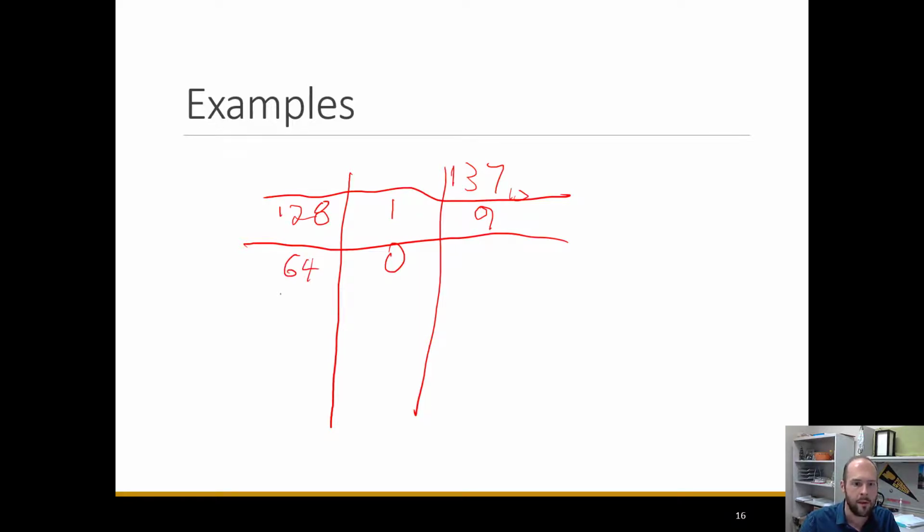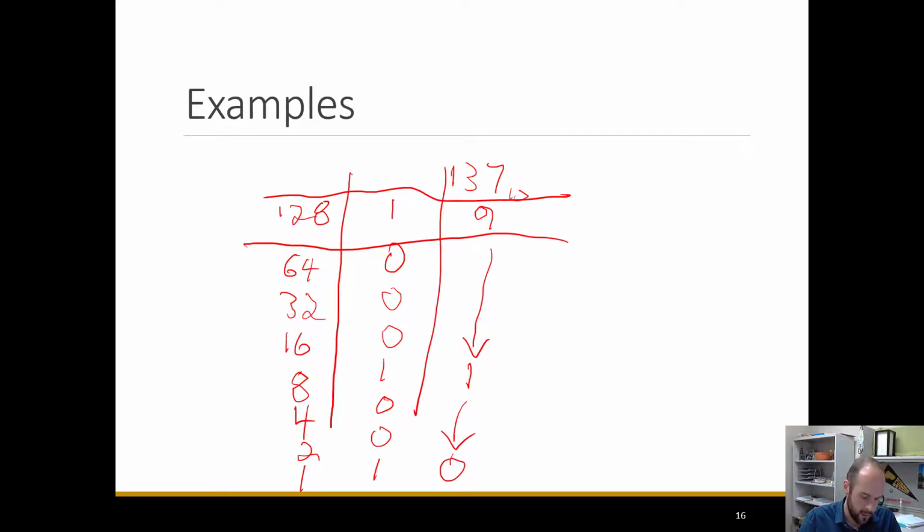9 is not greater than 64. 9 is not greater than 32. 9 is not greater than 16. 9 is greater than 8. So that 9 comes all the way down here, but then we subtract 8. And then 4, is 1 greater than 4? No. Is 1 greater than 2? No. Is 1 greater than or equal to 1? Would be yes. And so we subtract that last one off.